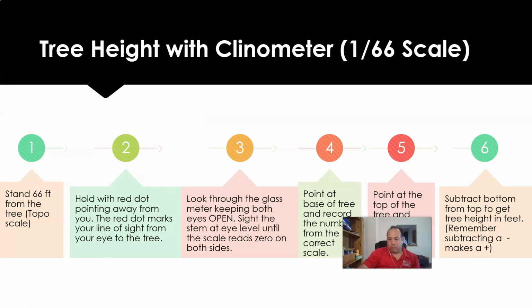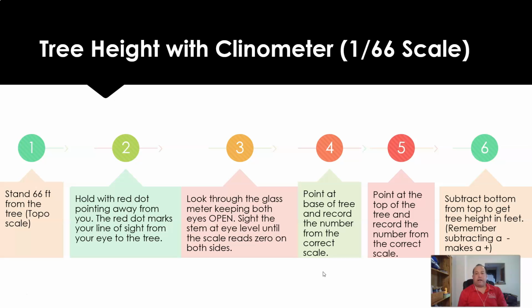Get myself out of the way again. All right, so here is the step-by-step process if I'm using the topographic scale. I'm going to measure out 66 feet, or once I get good with it, pace 66 feet, or one chain, away from the tree. I'm going to hold my clinometer. There's a red dot on it. I'm going to hold it with the side with the red dot away from me. And then I'm going to look through the clinometer.